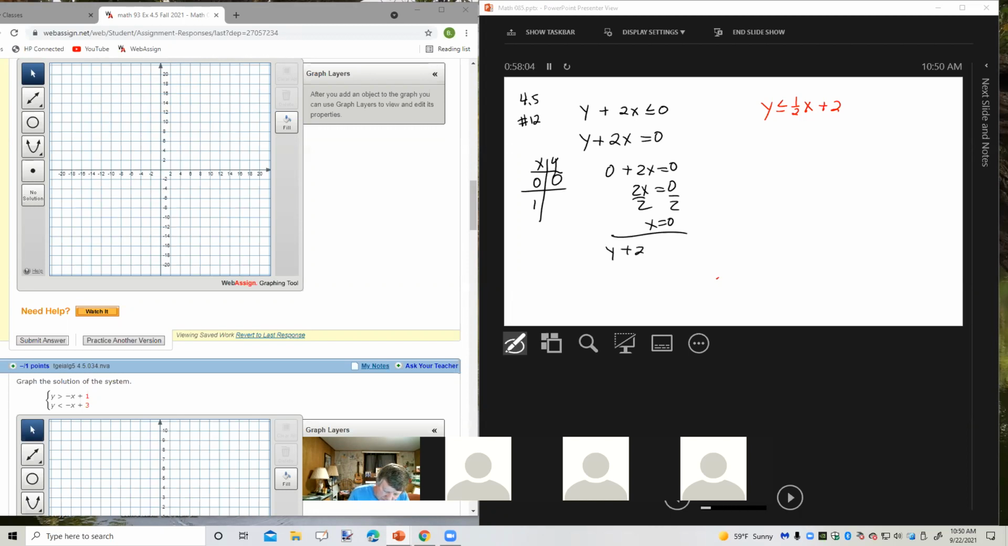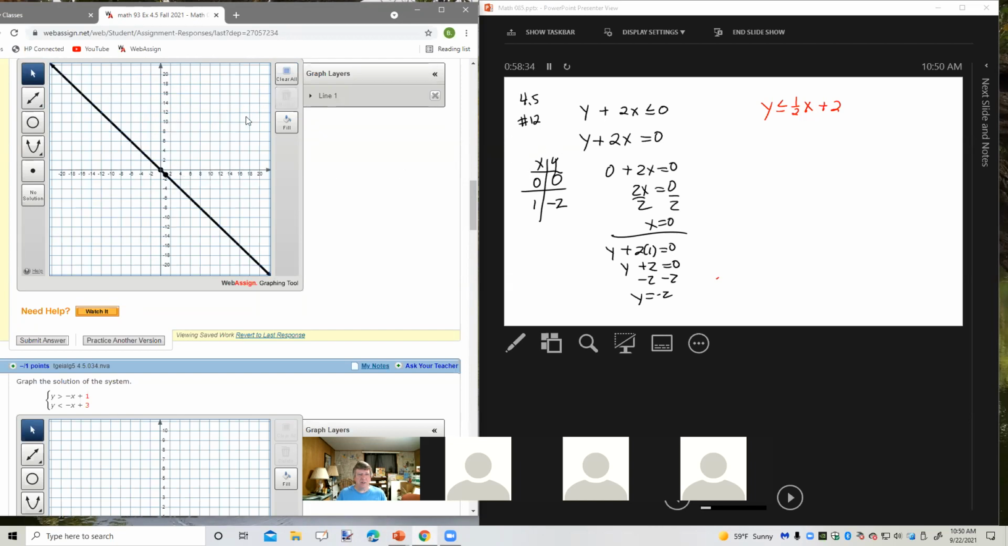So x plus 2 times 1 equals 0. Excuse me, y plus 2 times 1 equals 0. y plus 2 equals 0. Subtract 2. y equals -2. So here's our two ordered pairs: (0, 0) and (1, -2). Now this includes equals, so it's going to be solid. Oh, I didn't get negative 2, did I? But I've got (0, 0) and (1, -2).